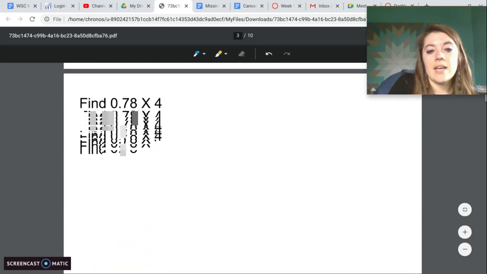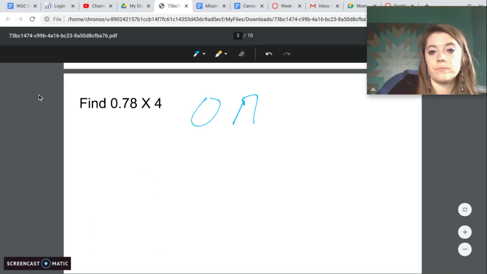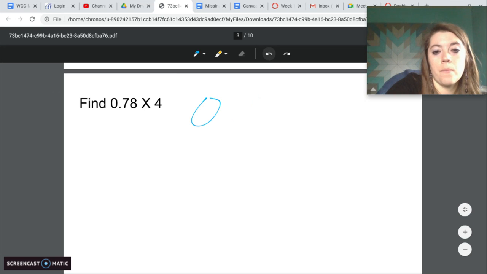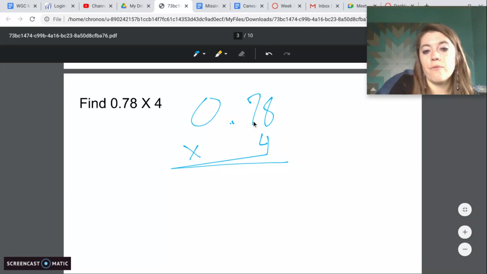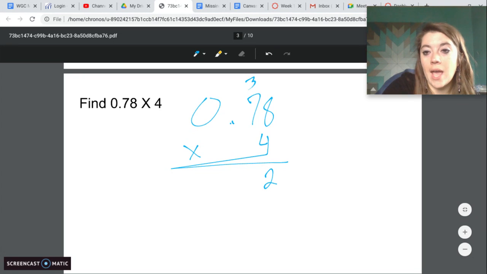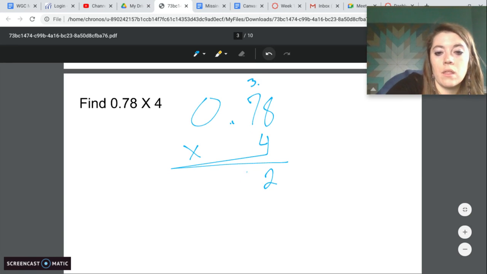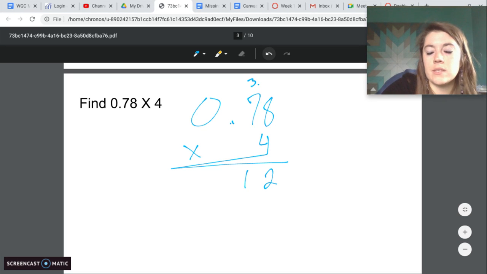So now we want to find 78 hundredths times 4. 0.78 times 4. 4 times 8 is 32. 4 times 7 is 28, plus 3 is 31.